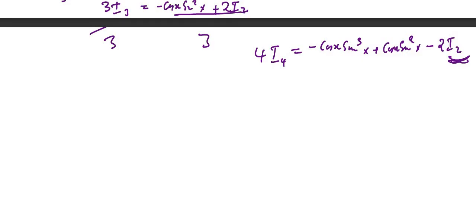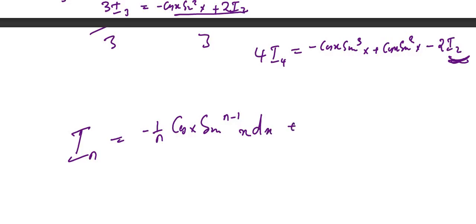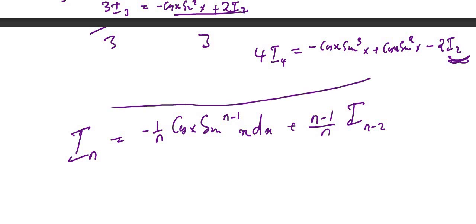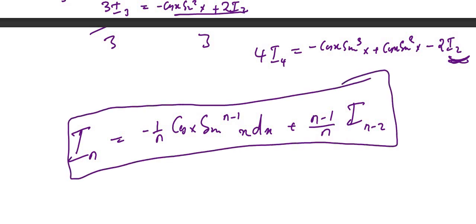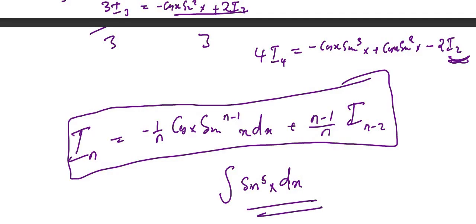The final answer for the reduction formula for anything that has to do with sine is I_n equals negative 1 over n, then cos x sine^(n-1) x dx, then plus (n minus 1) over n, then we reduce what you have by 2. This is the general formula for the reduction formula for sine. So maybe you can try to get the integral of sine^5 x dx. Just try to get this, then show me on WhatsApp.